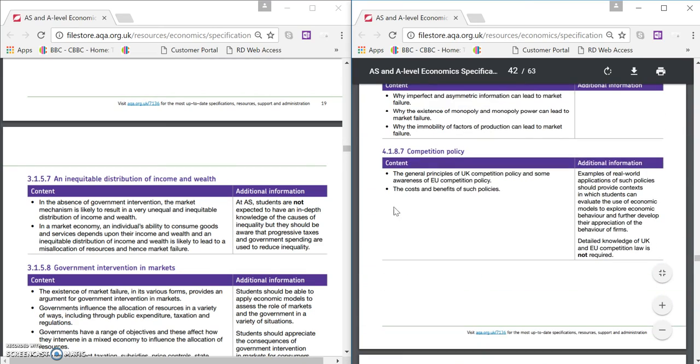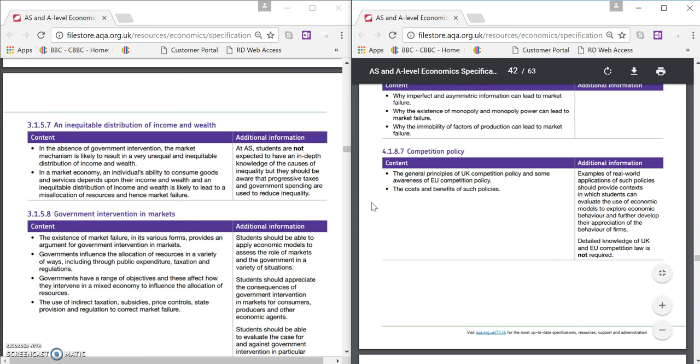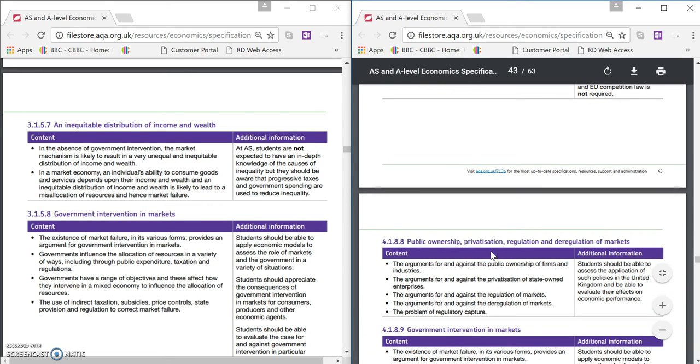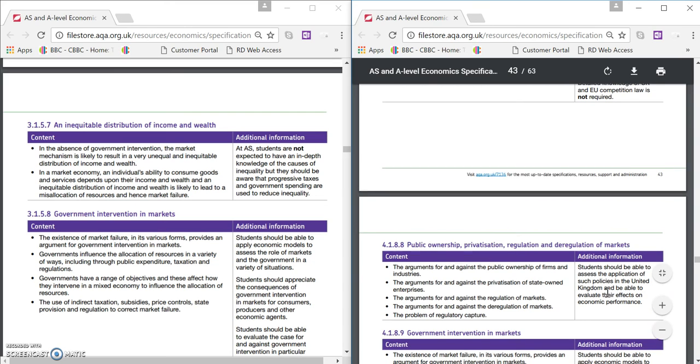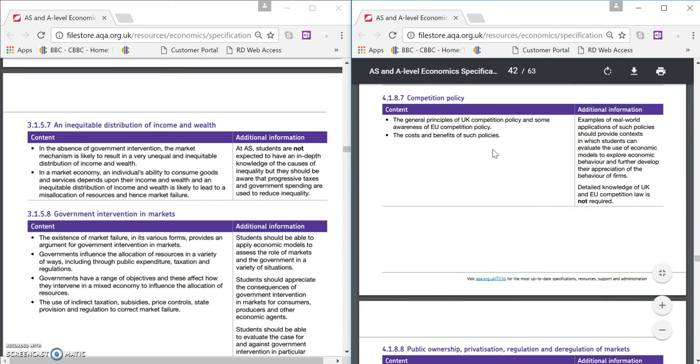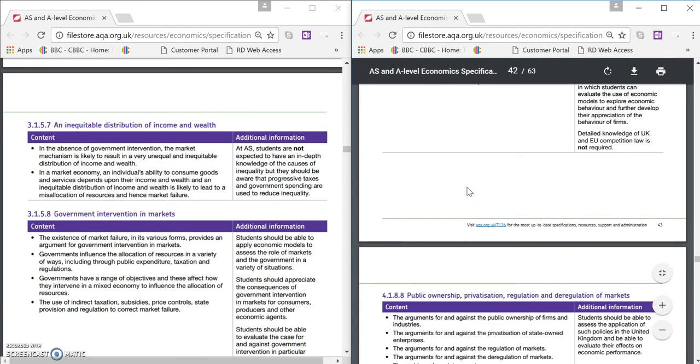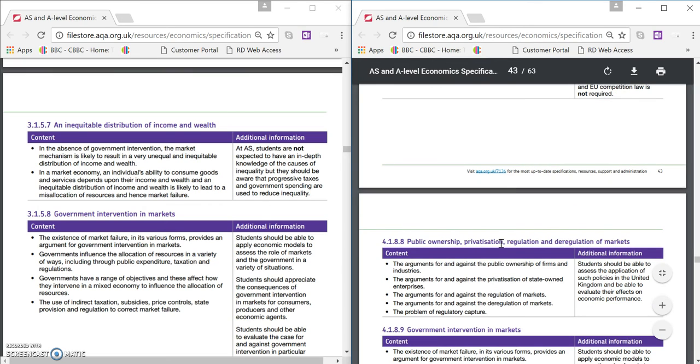I'm going to go straight back down here on the A-level spec to the next area. The next area on the A-level spec is competition policy. Now this is brand new to the A-level spec. 4188 is also brand new to the A-level spec, and you might recall we actually covered these at the end of market structures, because some of the theory we learned here in competition policy and public ownership, privatization, regulation and deregulation was very relevant to market structures.